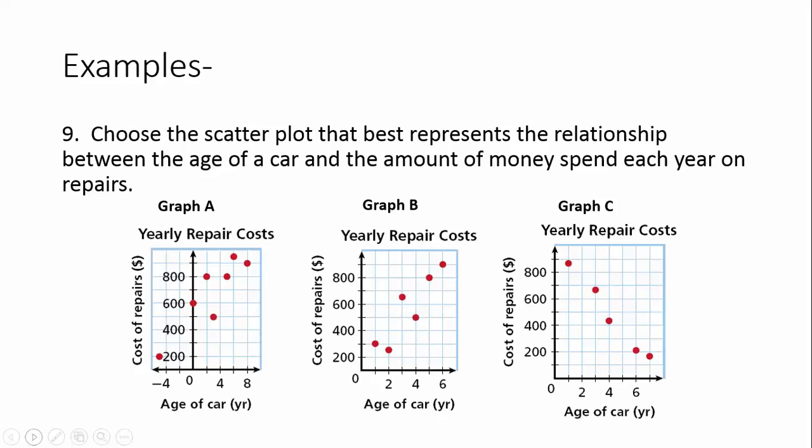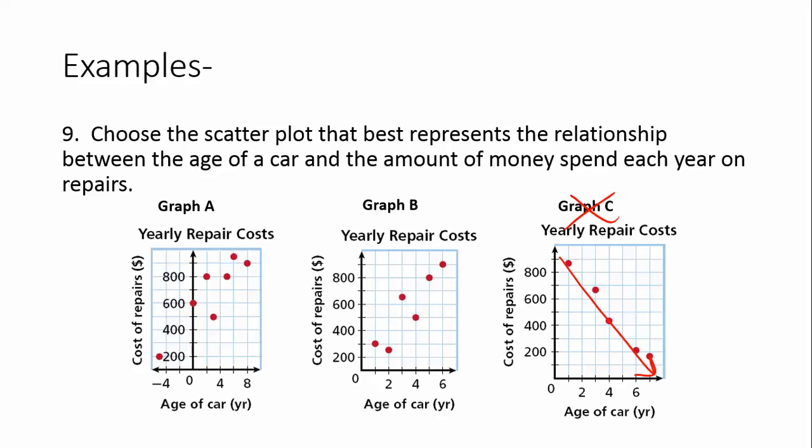So if we look at those three graphs, I see two that look like positive correlation and one that looks like a negative correlation. I'm going to go ahead and rule out graph C because I know that as the car gets older, you're going to be spending more money, and this graph indicates that you're spending less. So it's not graph C.